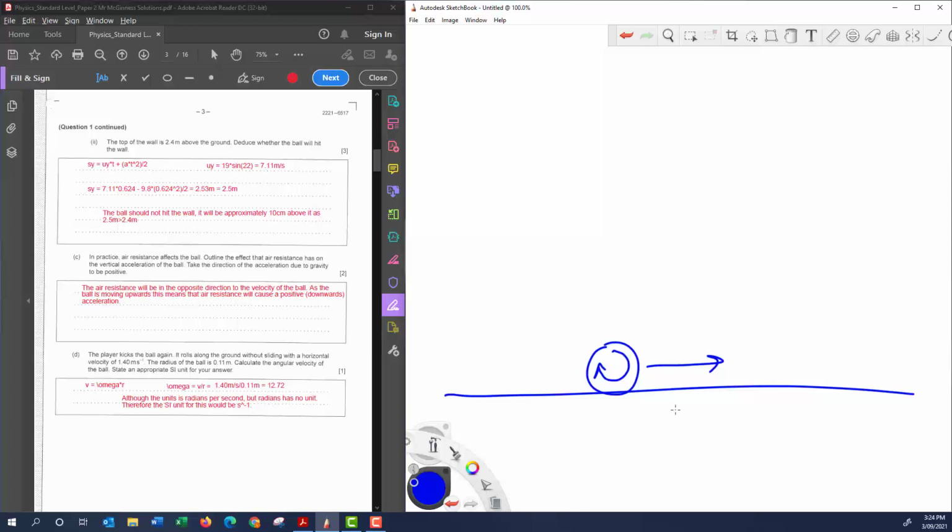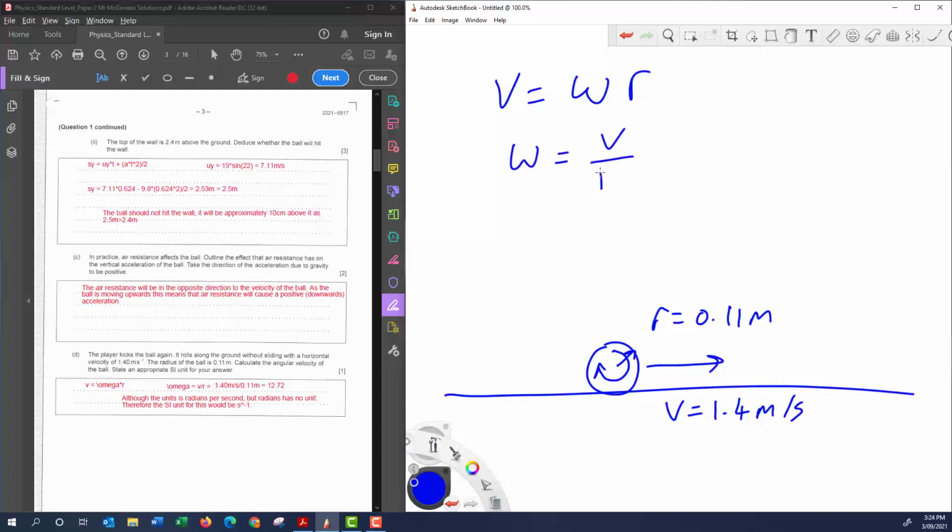So we know that it's moving with velocity equal to 1.40 meters per second, and we know that its radius r equals 0.11 meters. They want us to find the angular velocity. So this one is relatively straightforward. We can just use our no slip rolling condition, so v equals omega r. So omega equals v divided by r. And so that's 1.4 divided by 0.11 equals 12.7.